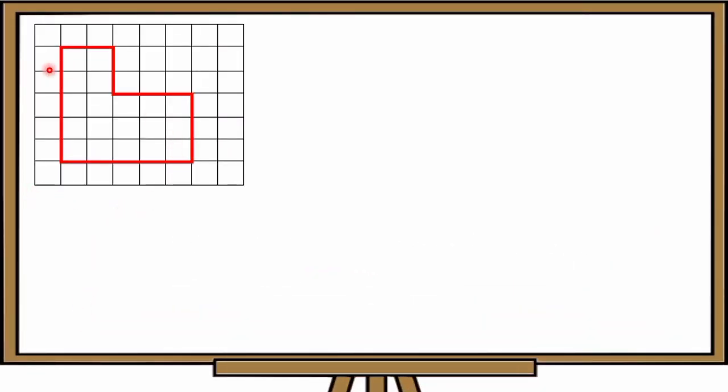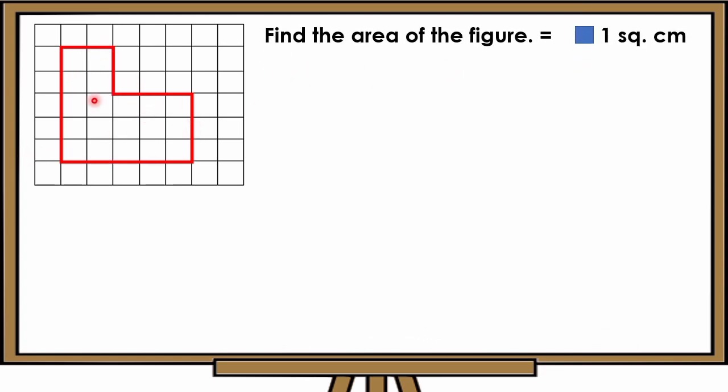Let us have our next example. So, itong naka-outline ng red, ang shape na to ay irregular figure. So, let us find the area of this figure. Yung 1 square is equivalent to 1 square centimeter. Okay, so our solution 1, step 1, hatiin natin itong ating irregular figure para makabuo tayo ng rectangle and square.